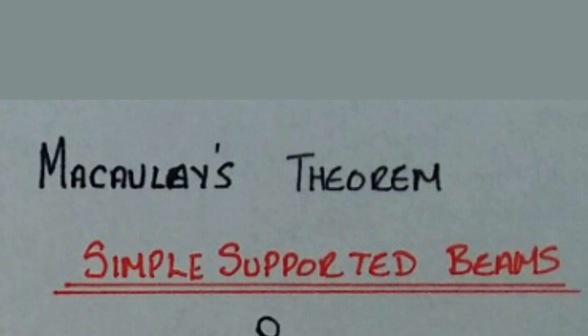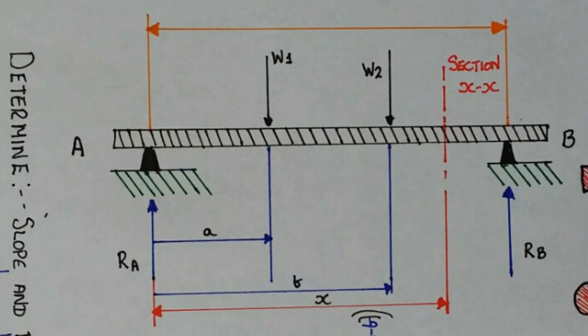Macaulay's Theorem, simply supported beams, which we did yesterday in class. This is our image, and what we have to do is determine the Macaulay expression for the slope and deflection of the simply supported beam. What we have to do is take the origin from the extreme left hand end and consider a section at the extreme right hand end of the beam, from which we write down the Macaulay expression.